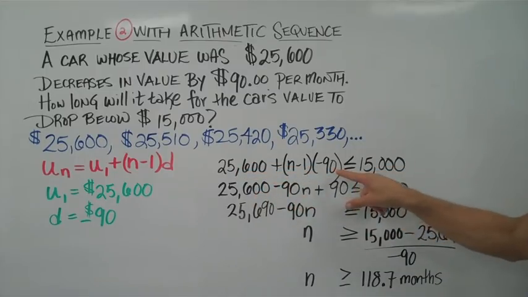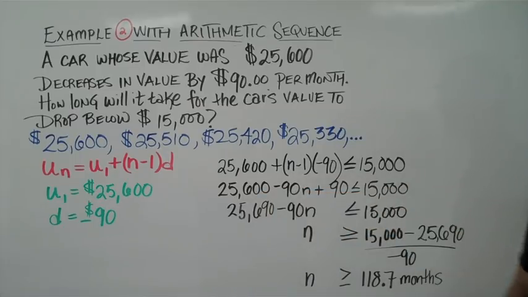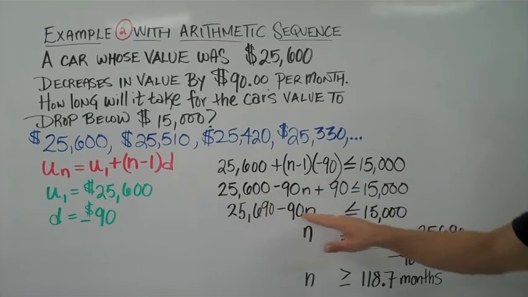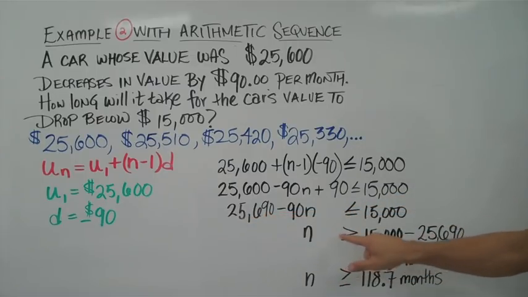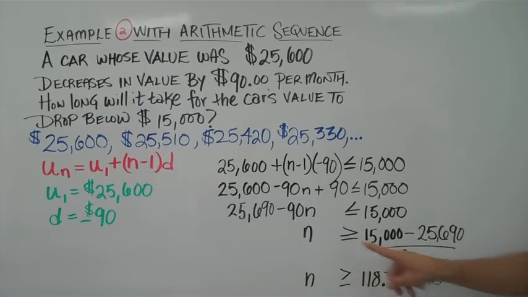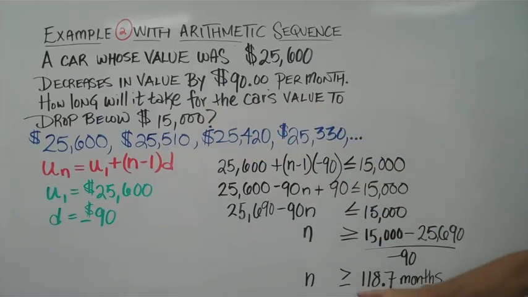We can set up this inequality. The value of our sequence is going to be less than or equal to 15,000. Distribute out the negative 90 and you get this statement here. Combine the 90 and the 25,600 to get 25,690. Subtract 25,690 from both sides and divide by negative 90. Remember, when you divide by a negative, you have to switch the inequality, and you get 118.7 months, which in three significant figures would round to 119 months. They're looking for how long, so the answer is in time: 119 months to three significant figures.